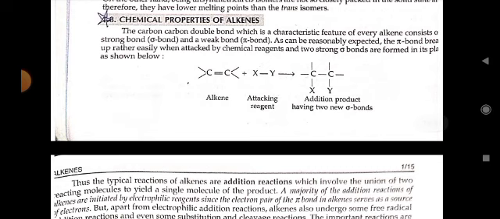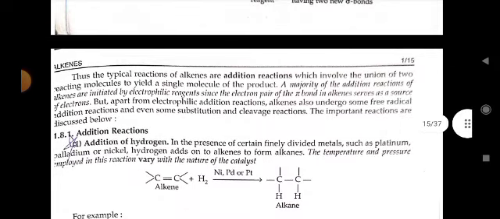Chemical properties of alkenes. The carbon-carbon double bond, which is the characteristic feature of every alkene, consists of a strong sigma bond and a weak pi bond. As can be reasonably expected, the pi bond breaks rather easily when attacked by chemical reagents, and two strong sigma bonds are formed in its place, as shown below. Thus, the typical reactions of alkenes are addition reactions, which involve the union of two reacting molecules to yield a single molecule of the product.